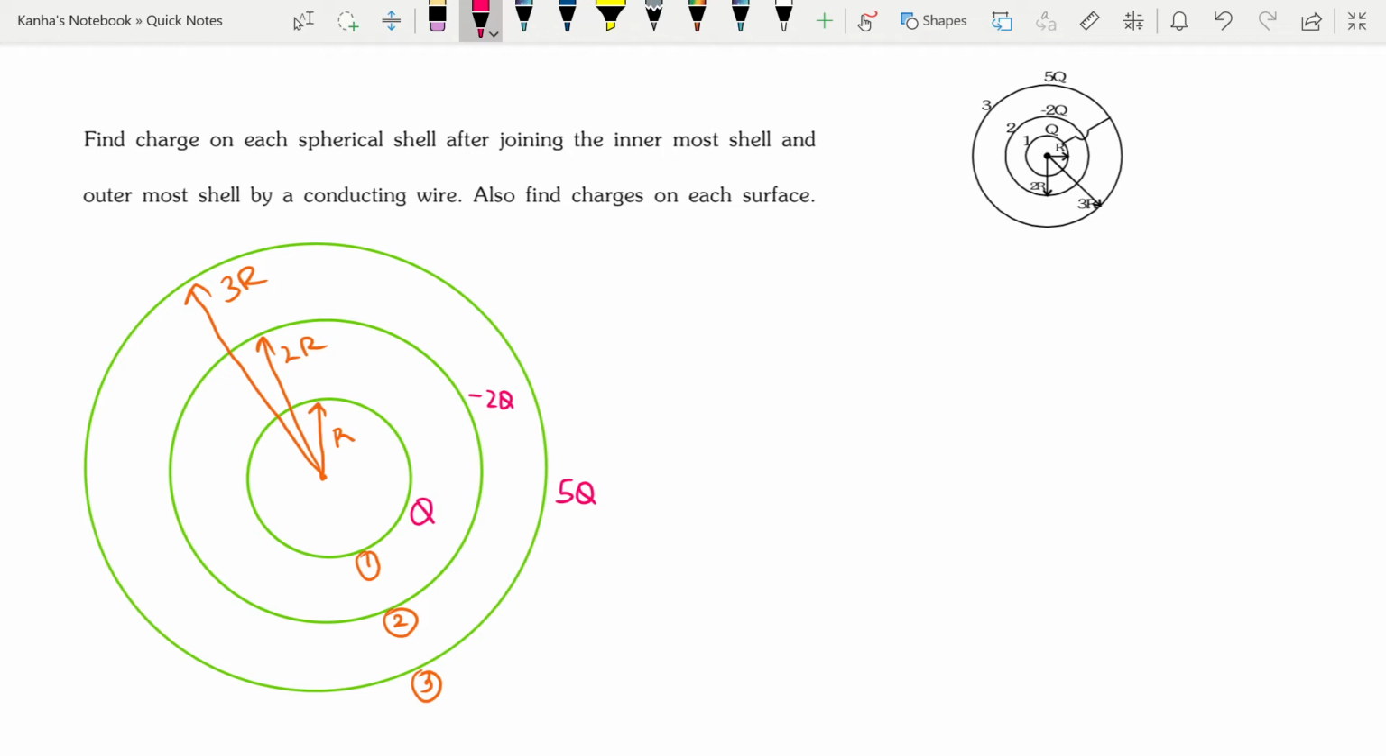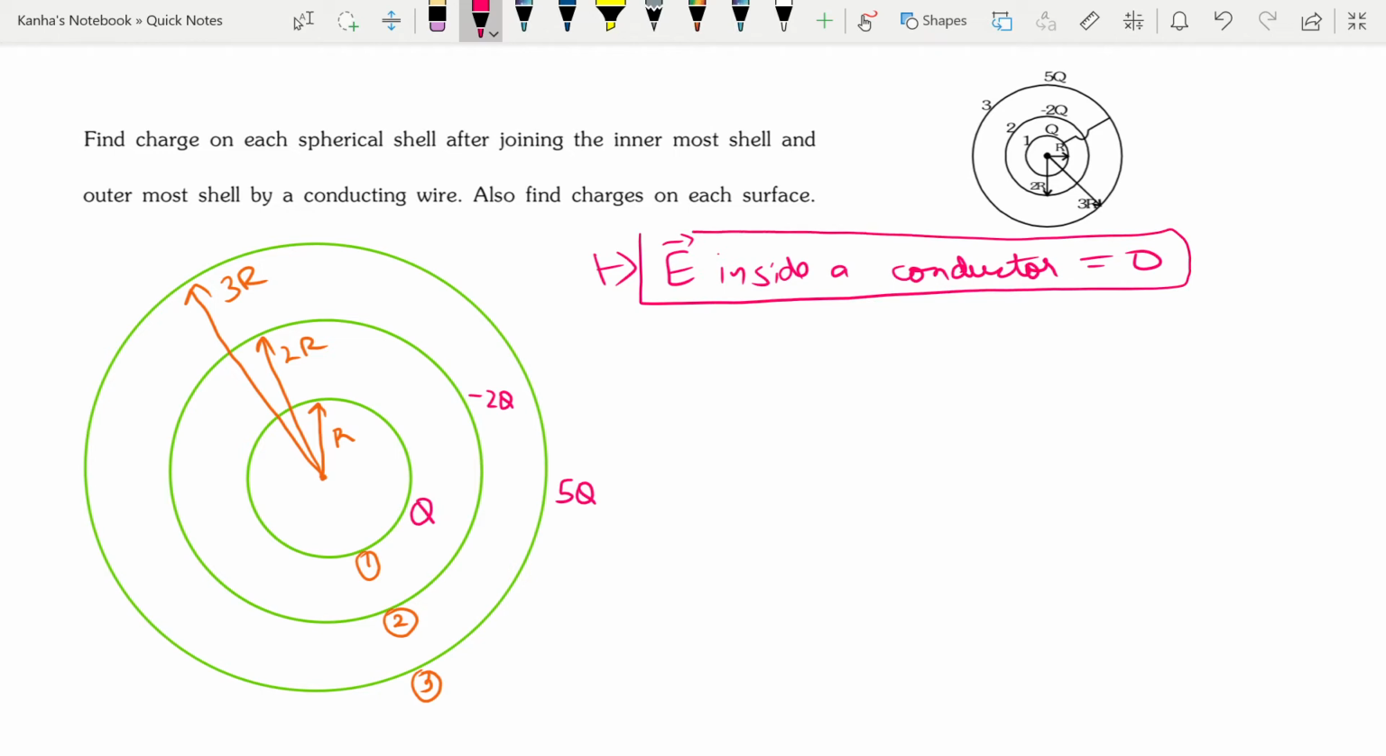Now the thing that you should remember is that for conductors, the electric field inside a conductor is equal to 0. This is extremely essential. Why is it essential? Although there is no conducting material here, all this is hollow space, you should note that these shells in themselves are small conductors, and inside the shell in electrostatic condition there should be no field.